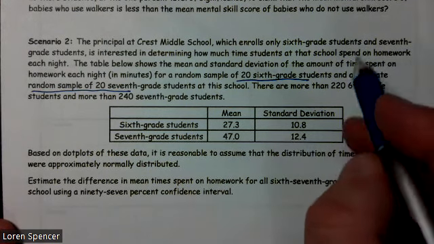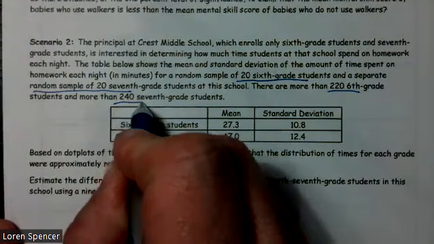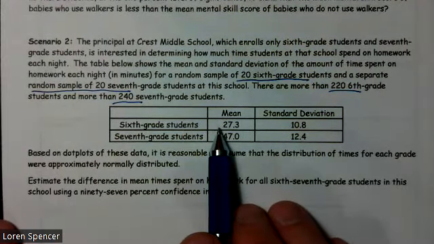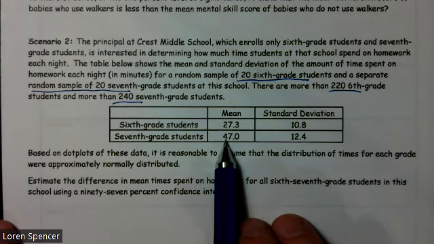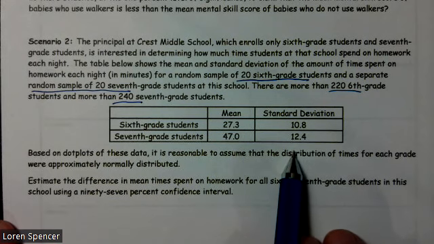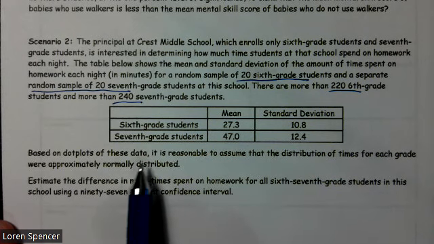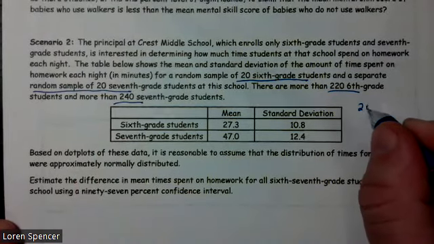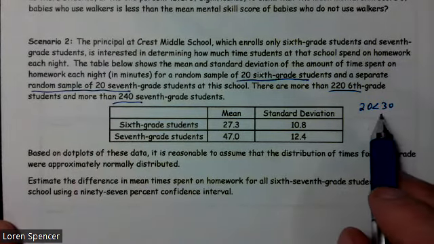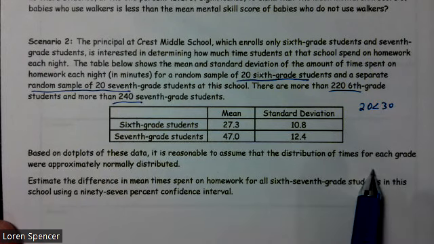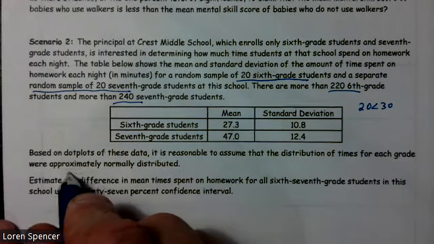There are more than 20 6th grade students and more than 20 7th grade students. So 6th grade students had a mean of 27.3 minutes and 7th grade students had a mean of 47 minutes. And here are our standard deviations. We have an issue. Our sample sizes are less than 30, so they're not going to be normal by central limit theorem. So based on the dot plots, it is reasonable to assume that the distribution of times for each grade were approximately normal. Okay, so they told us it was normal.